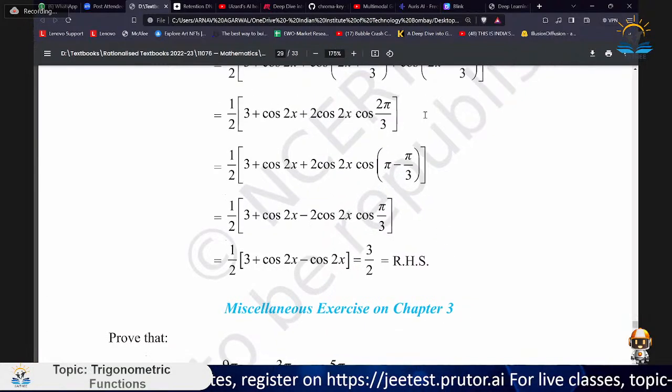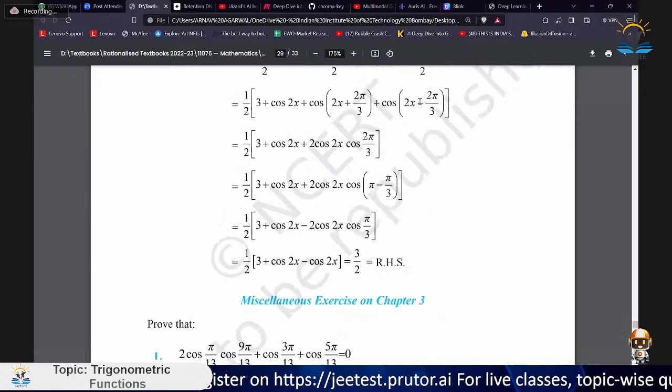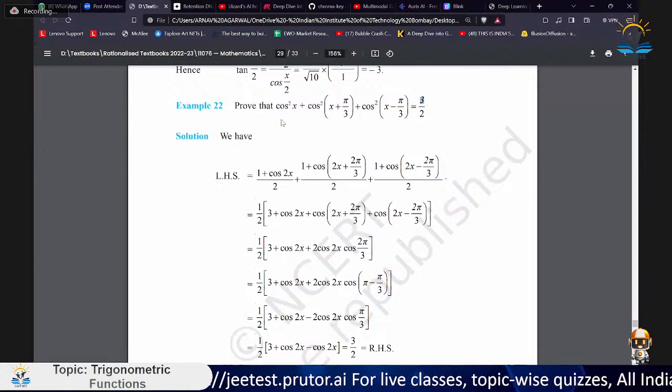When you're getting a constant on the RHS and you need to prove it to some expression, the expression will have some terms which will get cancelled at the end. That's why you're getting the constant, right?